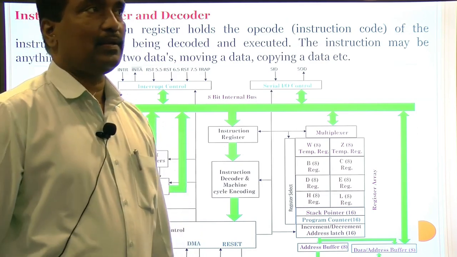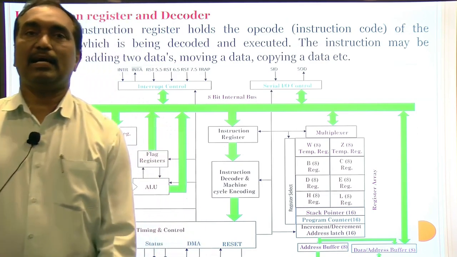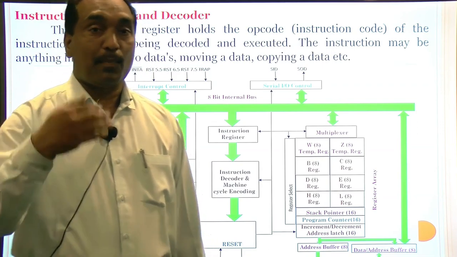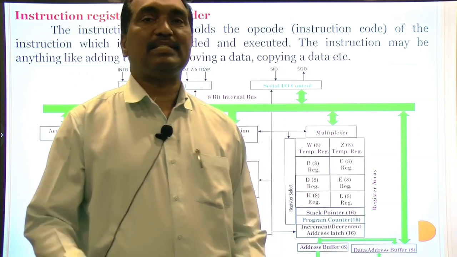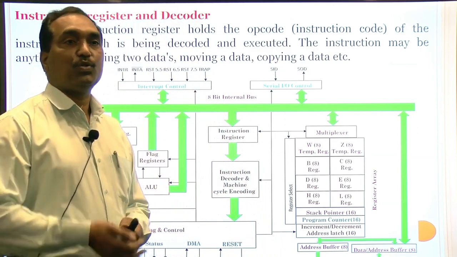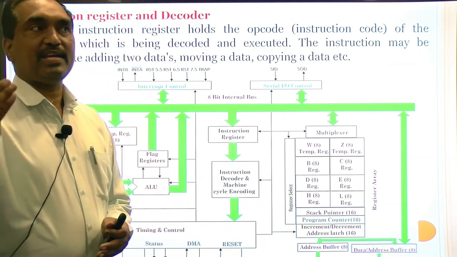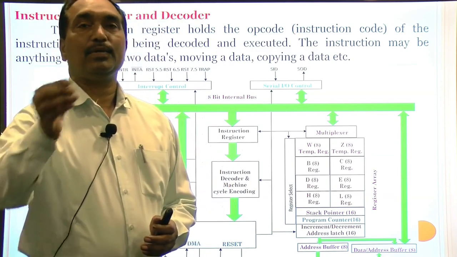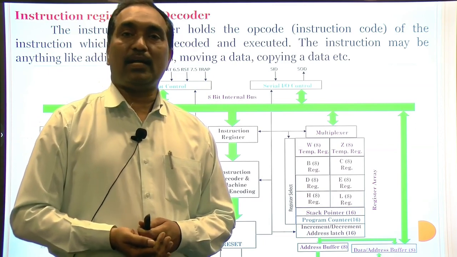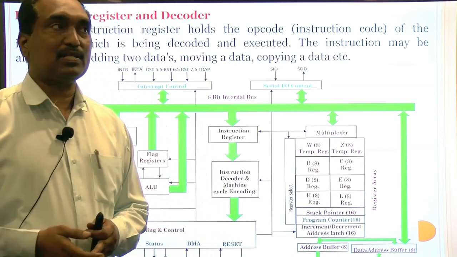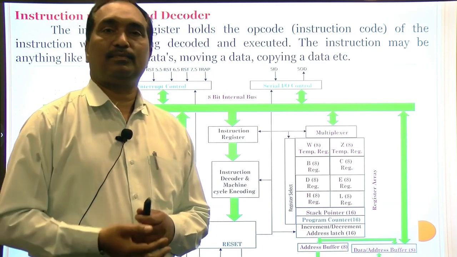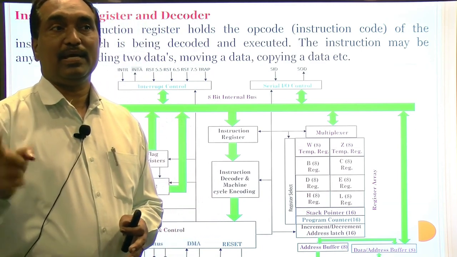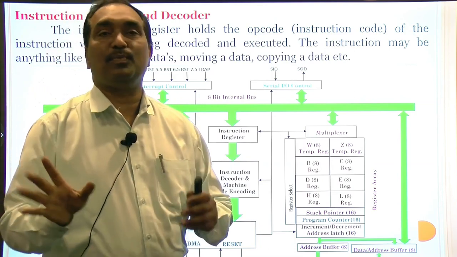Actually, we know from previously that writing a program means nothing but a set of instructions. We use MOV, MVI or STA. STA is nothing but store data from the accumulator. And MVI C is nothing but store data into the C register. ADD B is nothing but add the data available in B with the data available in the accumulator.